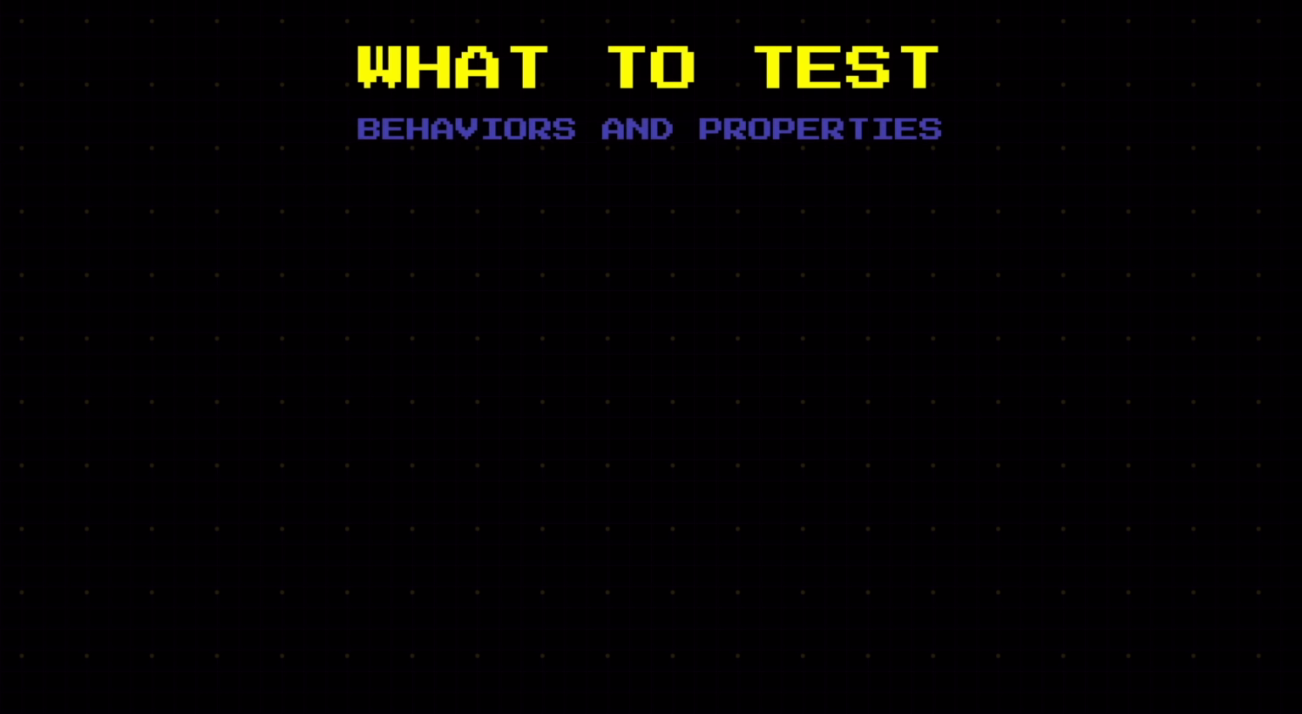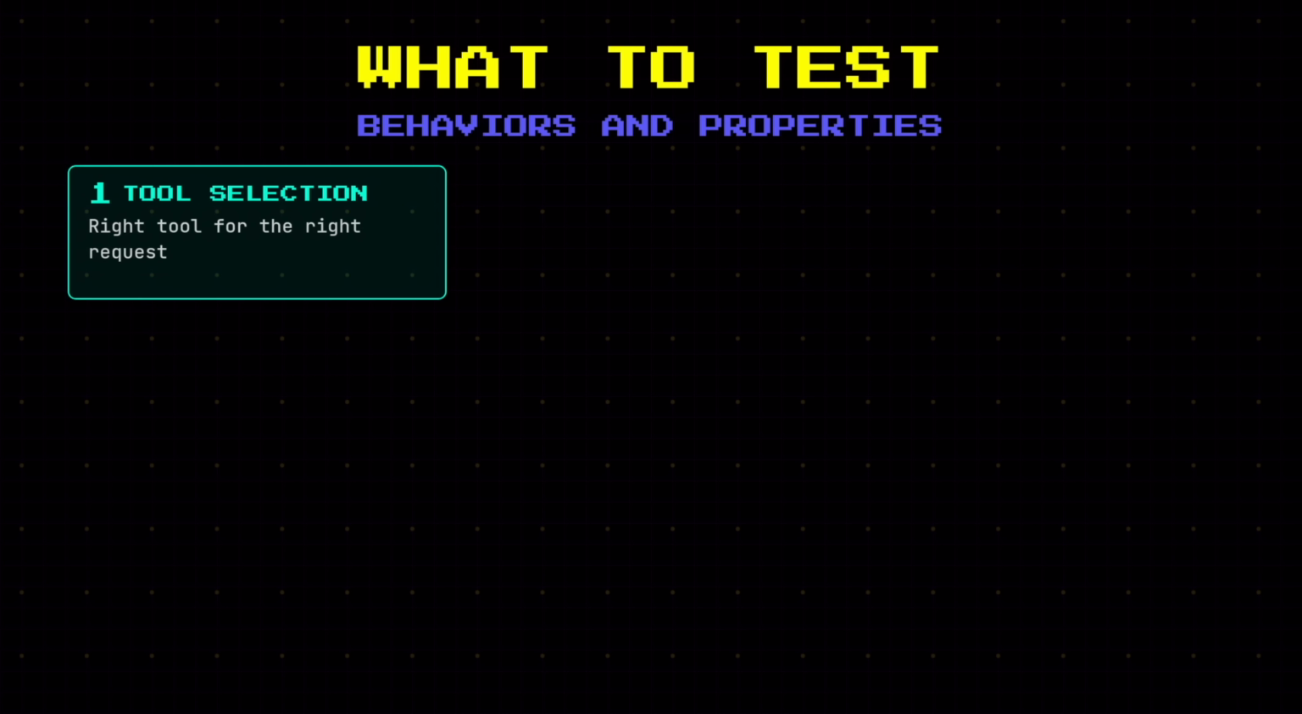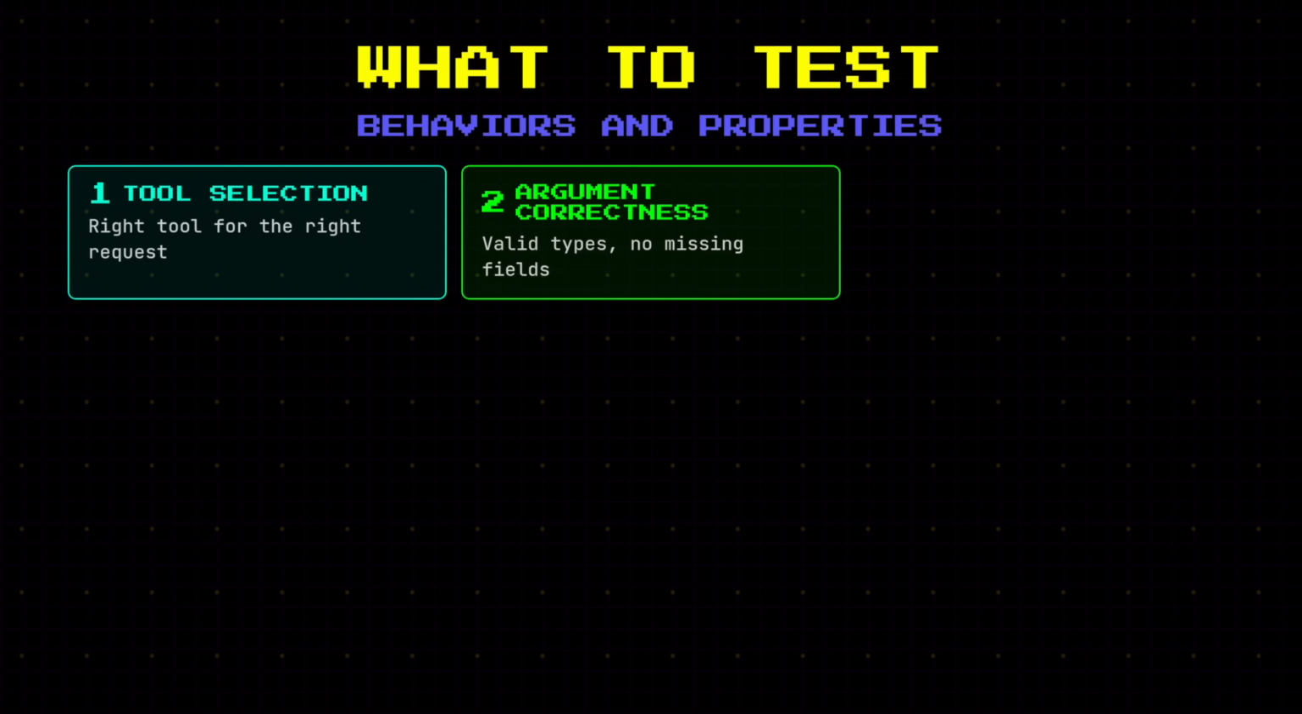There are 6 things worth testing in any agent. First, tool selection. Given a specific input, does the agent call the right tool? If a user asks for the weather, the agent should call the weather tool, not the search tool, not the calendar tool. Second, argument correctness. When the agent calls a tool, does it pass valid arguments? Wrong argument types or missing required fields will cause failures that are hard to trace.